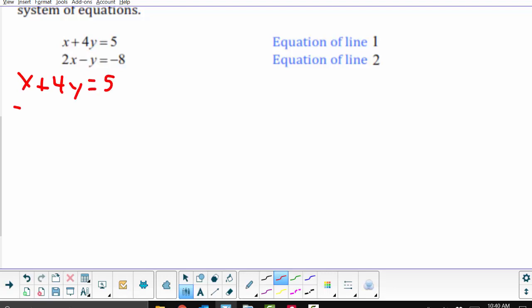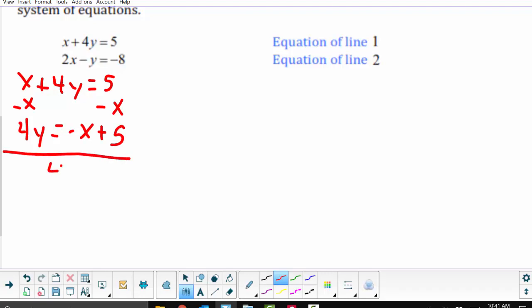So I got to get y by itself. I'm going to subtract x. I got 4y equals negative x plus 5. And now I need to divide everything by 4. So I get y equals negative 1/4 x plus 5/4. So then we'll be able to graph that one. Our y-intercept's at 5/4 and our slope's negative 1/4.